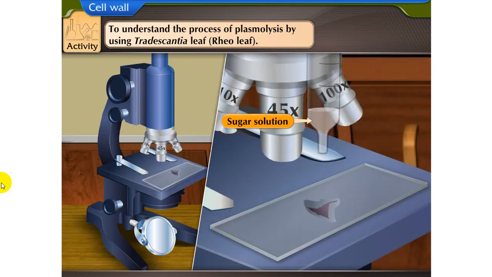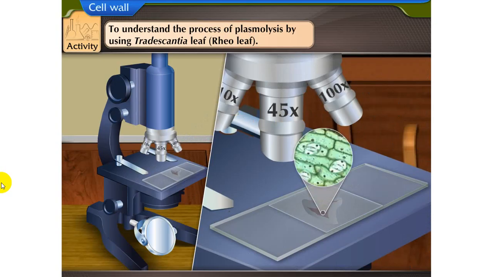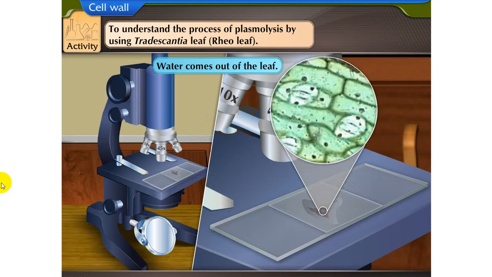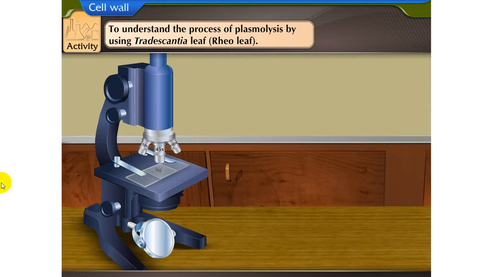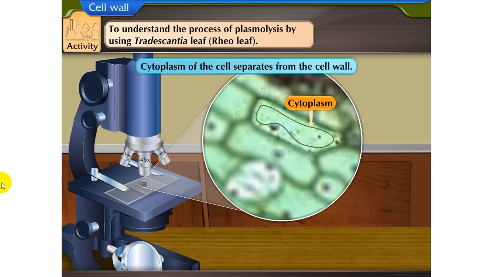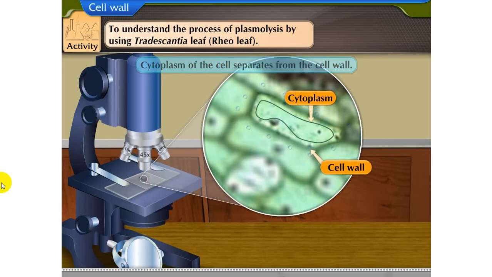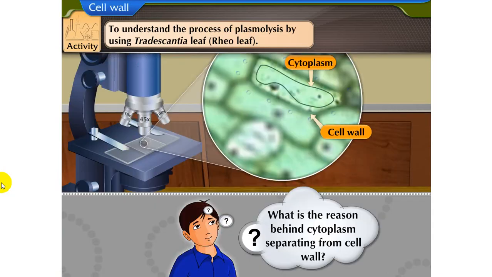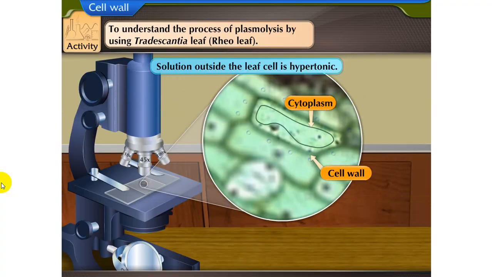Now put concentrated sugar solution or salt solution on the peel of the leaf and wait for some time. Water comes out of the leaf cell due to osmosis. Now observe it under a microscope. During observation, it is noticed that the cytoplasm of the cell separates from the cell wall. What is the reason behind this? The solution outside the leaf cell is hypertonic.